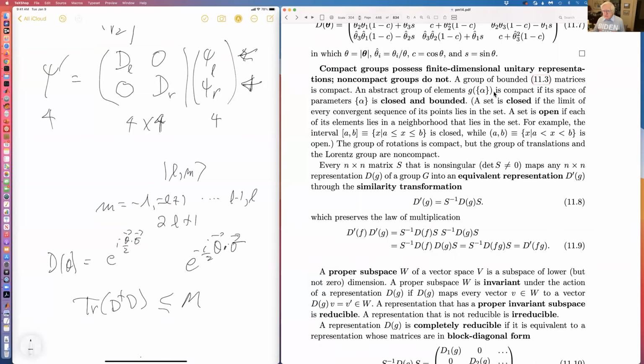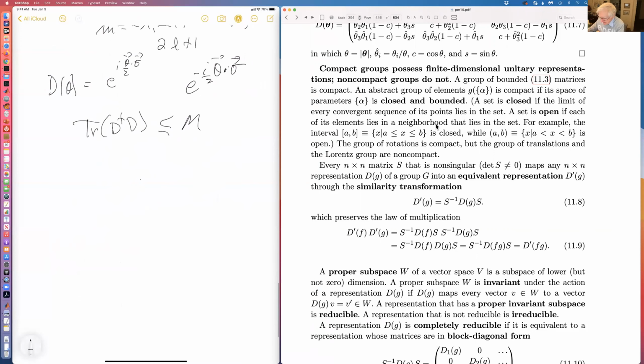An abstract group is compact if the space of its parameters is closed and bounded, and these are terms that either one learns or one doesn't in a math class. The idea is that an open ball in n-dimensional space is the set of all points that are inside but not on the boundary of a sphere of radius r. This is then an open set. If you include the boundary, then it's a closed set.